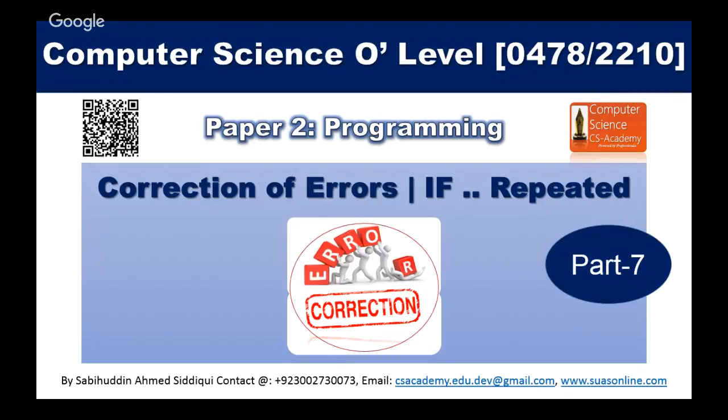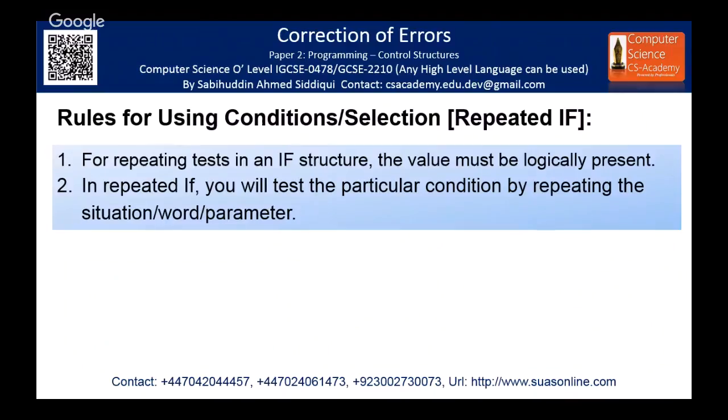For repeating test in an if structure, the value must be logically present. That means the test you are performing on the values must be present in the system or in the data areas where you are going to pick this value and then perform repeated test. For example, if you are testing the percentage repeatedly, that means if percentage less than equals to 40 or if percentage less than equals to 40, then what will be the output? And if you are tracking this, if percentage less than equals to 40 or percentage greater than equals to 40 or percentage less than equals to 50, then what condition should apply?